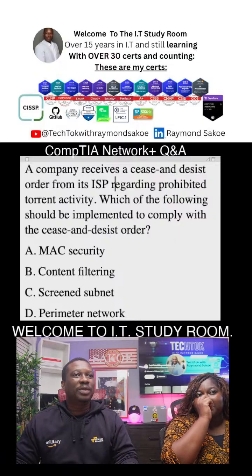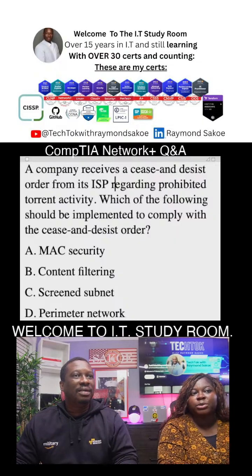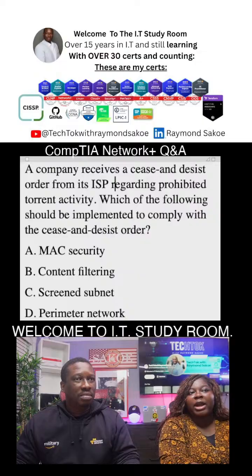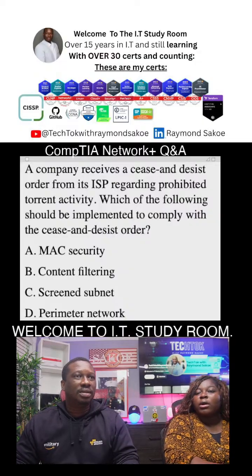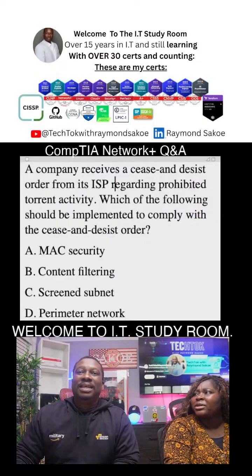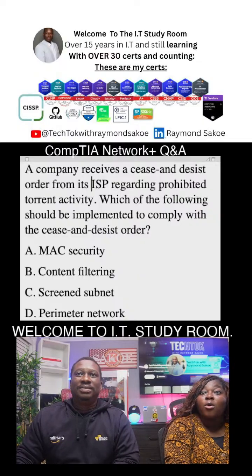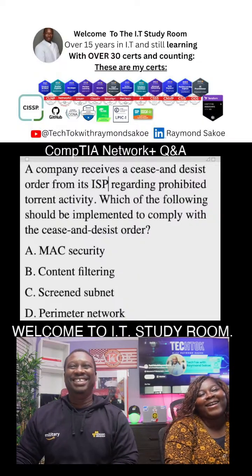Steve's saying that ISPs can no longer be held accountable for users being pirates on their own network. Oh, okay. So please explain, what is ISP? Yeah, internet service provider. I definitely did not know.